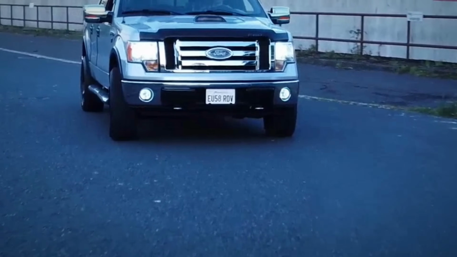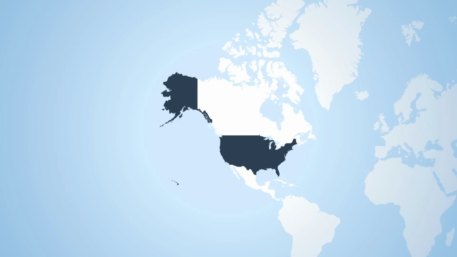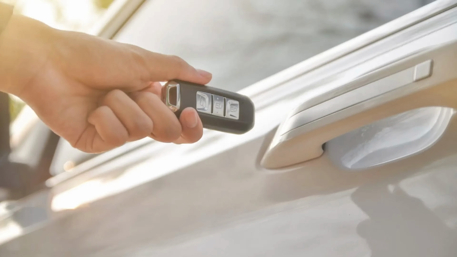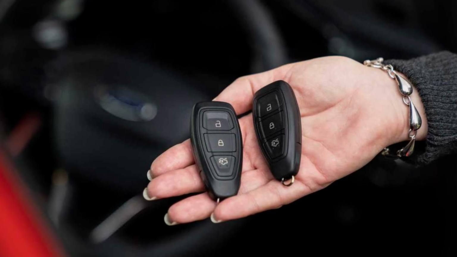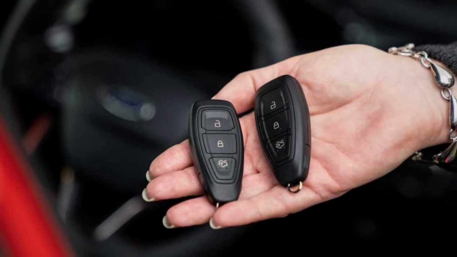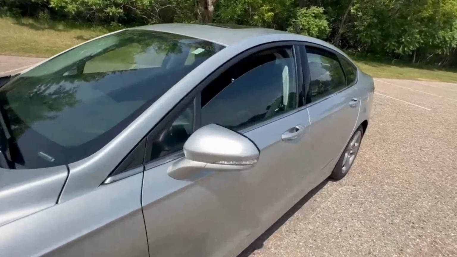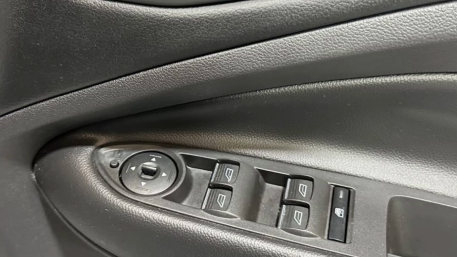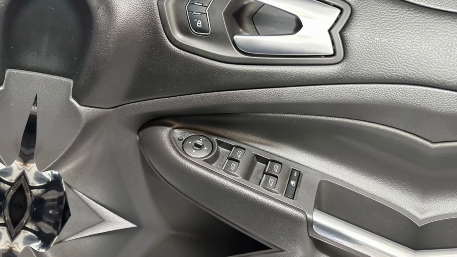This feature works perfectly in Europe. Ford vehicles sold in the United Kingdom, Germany, and across the European market have had Global Window Open and Global Window Close fully activated for years. European Ford owners use this feature daily. They roll their windows down from the key fob on hot days, and they roll them back up when they are done. It is standard functionality on their vehicles.